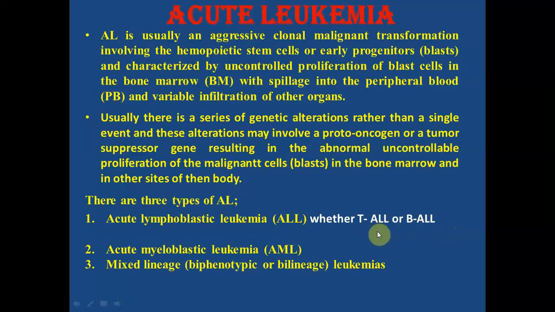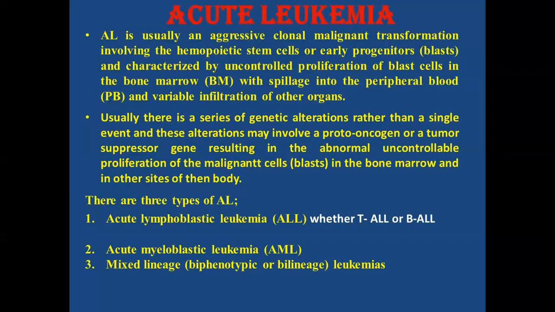In normal conditions, we have two types of lymphocytes, either T lymphocyte or B lymphocyte, and this division is according to the markers that the lymphocyte carries on its surface, which we detect by immunophenotyping using flow cytometry. If the lymphocyte carries markers of T cell, like CD2, cluster of differentiation number 2, and CD3, CD5, CD7, CD8, these are markers of T lymphocyte. We then put it in the T cell group.